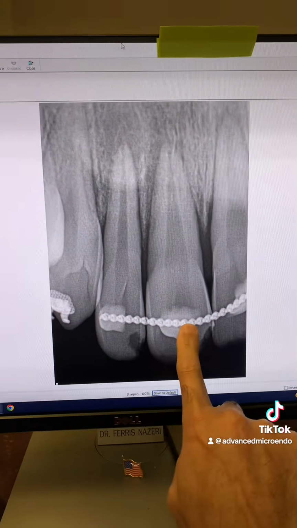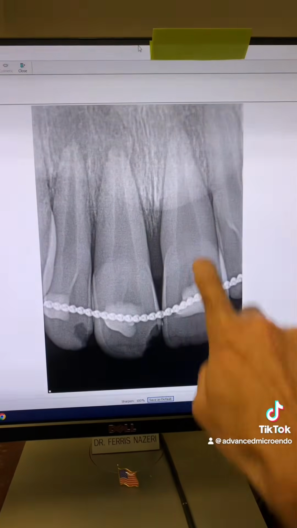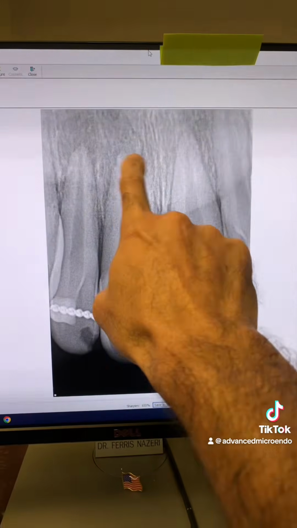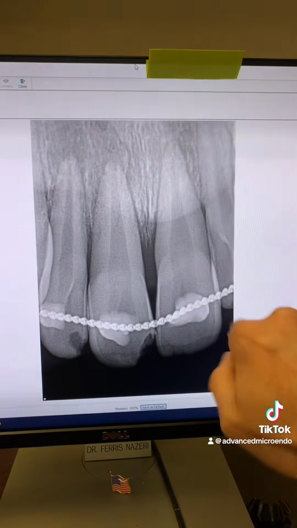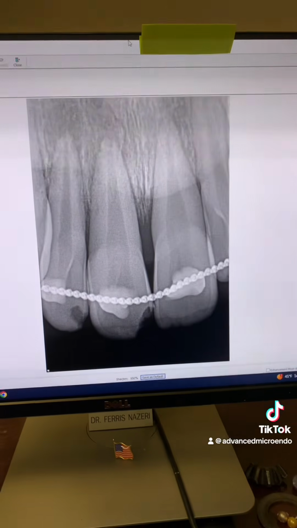That's number 7, number 8, and let me show you number 9. And that is tooth number 9. So 7, 8, and 9, and you can see the periapical lucency here, and smaller ones starting to form right here, okay?